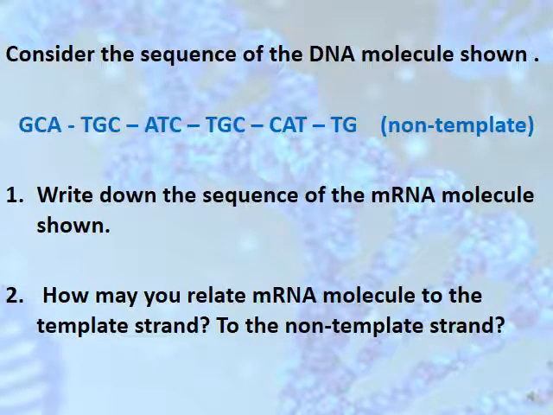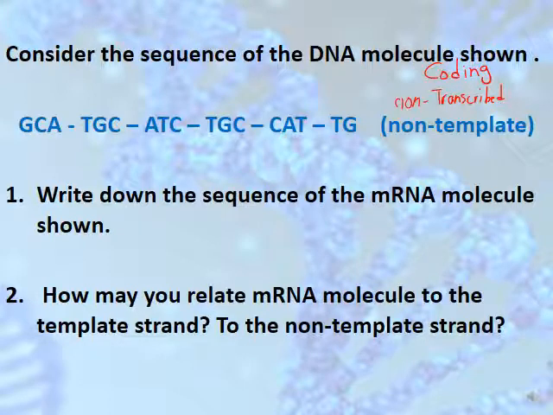Consider the sequence of the DNA molecule shown. This is the sequence of the DNA molecule. So you have to be careful which sequence I will give you. First, we have this sequence: GCA, TGC, ATC, TGC, CAT, and TG. First of all, you have to know that every 3 nucleotides are called a codon or triplet. This is the non-template, we can call it the non-transcribed, and it's called the coding.